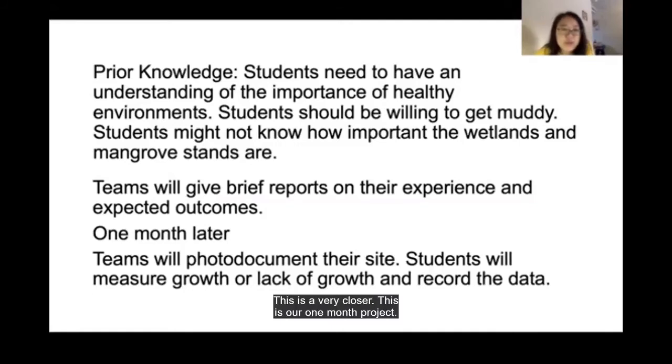This is very cool. So this is a 1 month project. Students got to measure before and after. And you mentioned that you do a post quiz. So what is this quiz about?